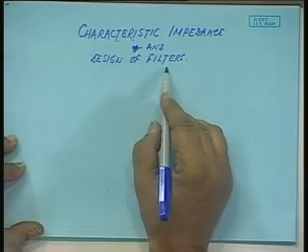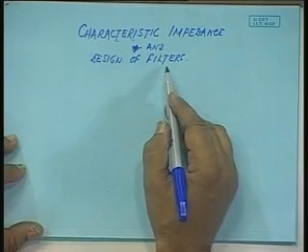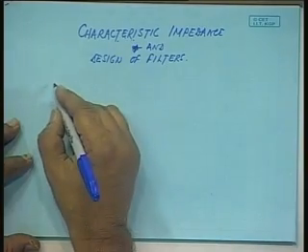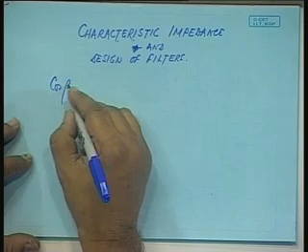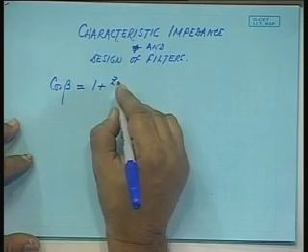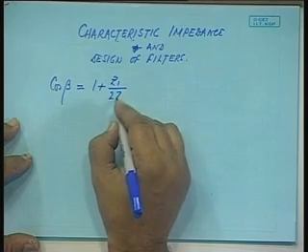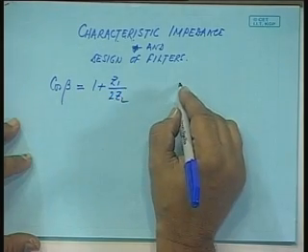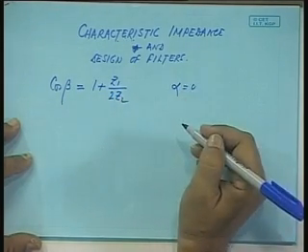Okay, good morning friends. Last time we discussed the properties of impedance, characteristic impedance, and today we will continue that and discuss the design of filters. Now, we saw last time cosine beta was 1 plus Z1 by twice Z2 when alpha equal to 0, that is in the pass band.